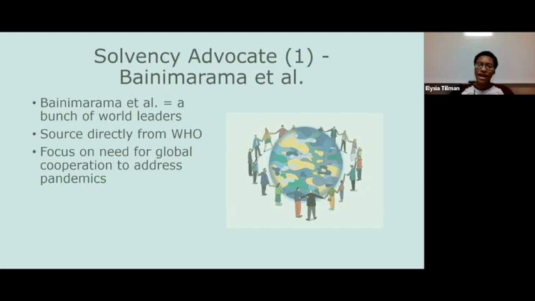So this source is actually directly from the World Health Organization, pretty much a bunch of the member states getting together and saying, this is what we think. So both of your solvency advocate pieces of evidence are going to focus on that.